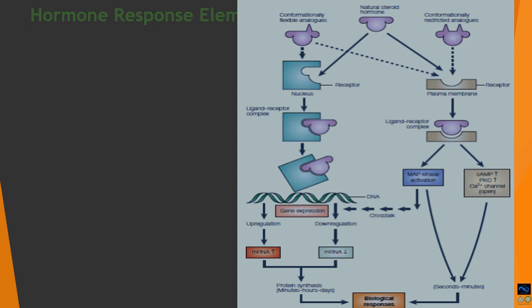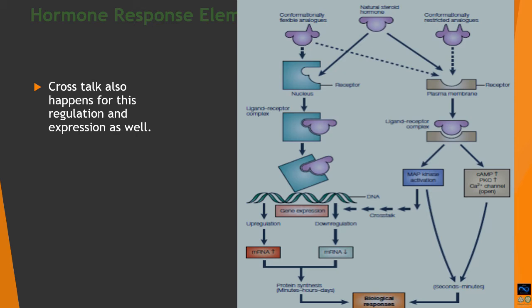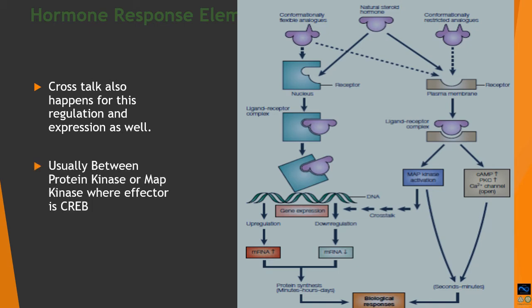Another important aspect of these hormone receptor elements is that they are much more open to crosstalk. That means they are not only responsive to the steroid hormone receptors, but can be responsive to other signals as well, through other receptors and other effectors. Most of the crosstalk is done by protein kinases, usually protein kinase A and MAP kinases, and their effector is CREB, the cAMP response element binding protein, which is also responsible for activating the promoter region and binding to the hormone response elements.